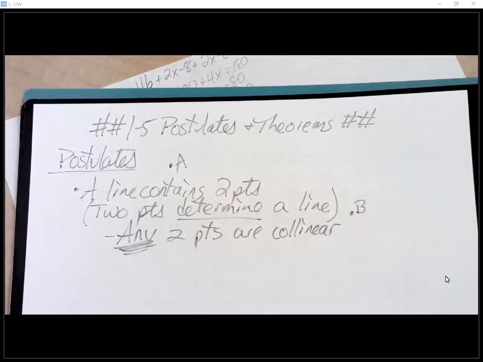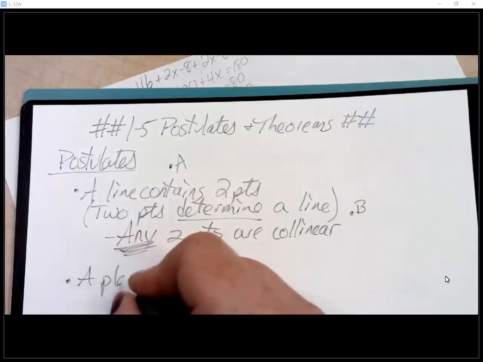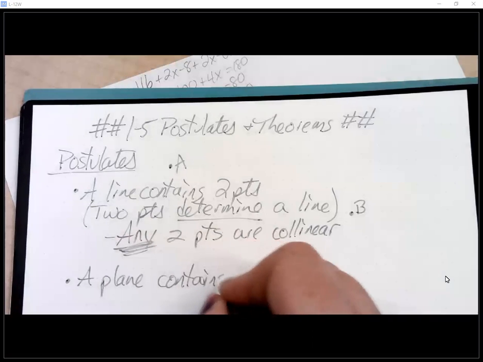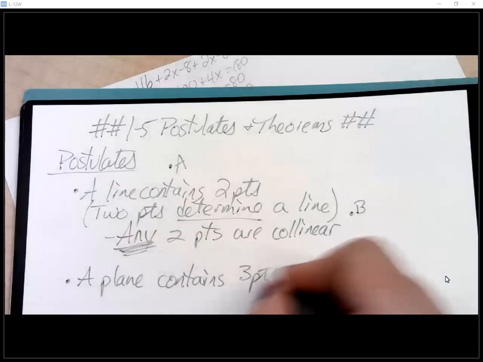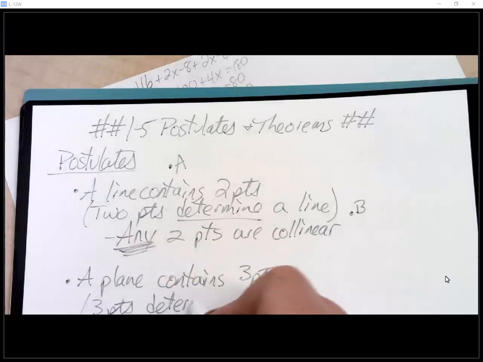Okay, we do the same thing when we step it up to a plane. So the next one is going to say that a plane contains 3 points. Another way to say that is that 3 points determine a plane.